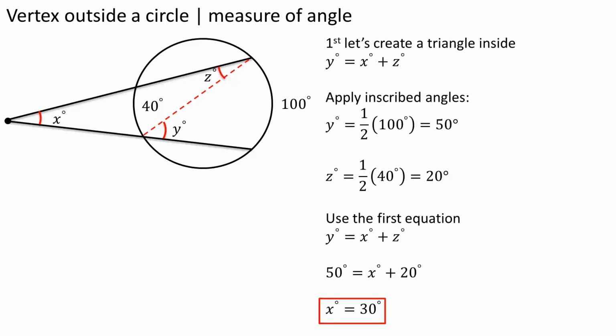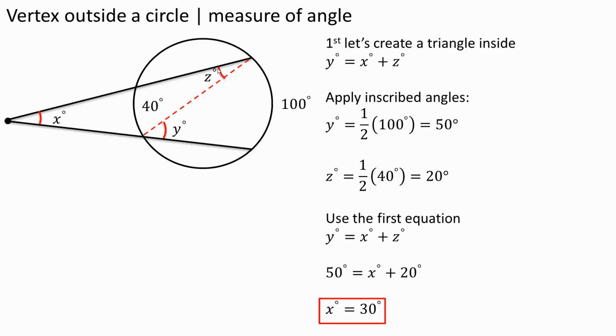Now we will apply inscribed angles. And if you're not familiar with inscribed angle, you should check out my last video on it. So angle Y is an inscribed angle from here to here. And so it's an inscribed angle of 100 degrees. And we know inscribed angle would be 1/2 100 degrees. And so we know that angle Y is 50 degrees.